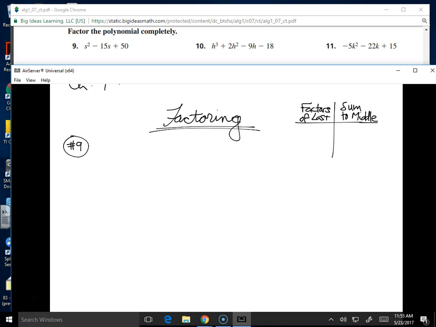Yes. So, we would talk about factors of the last, which would be like 50 in number 9. Sum to the middle, which would be adding to 15, or I should say negative 15. The X method is a little different, but it still does the exact same idea. For number 9, if we have the problem which we see up above, S squared minus 15s plus 50, the X method says take the last number, which is usually the first thing we would do in the table, and write it at the very top.